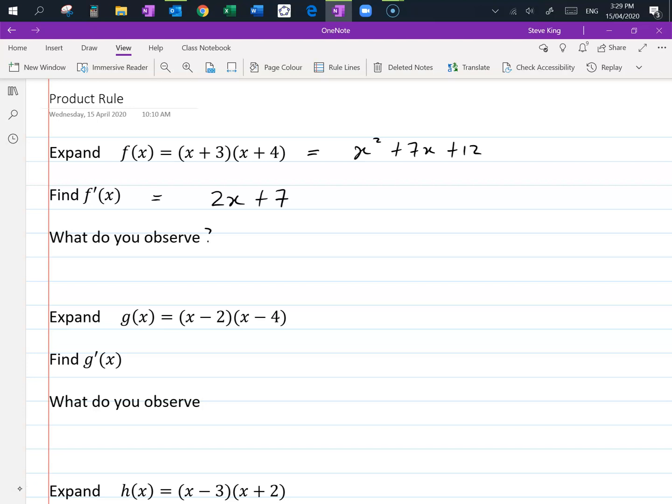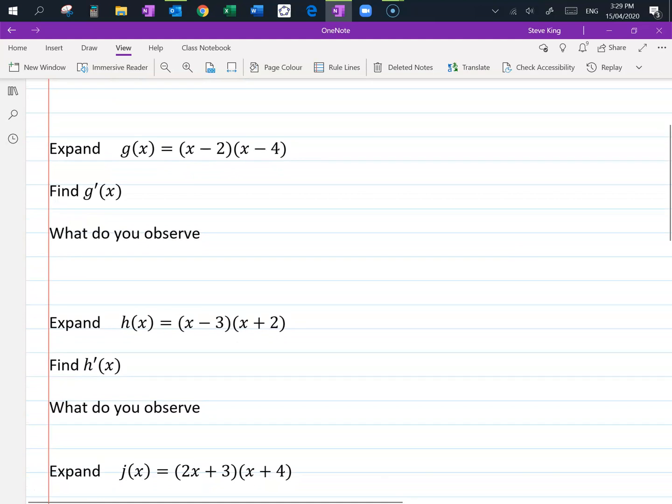We need to look back at the function we started out with, and we need to look at the derivative that we've got. I want you to think about that. So I'm going to take another example and have a look at that. Well, if we go and find g of x, if I go and expand that, this is going to be x squared minus 6x plus 8. I go and find the derivative of this, and it's going to be 2x minus 6.